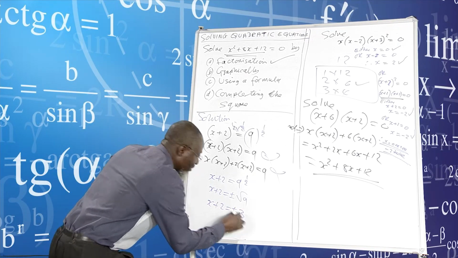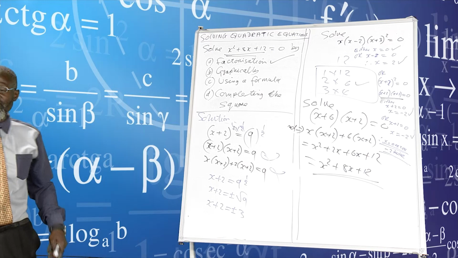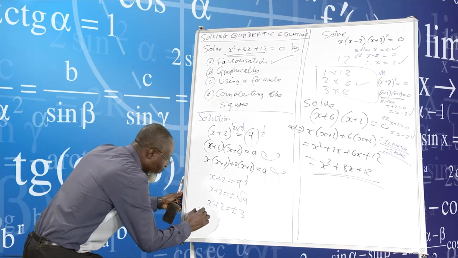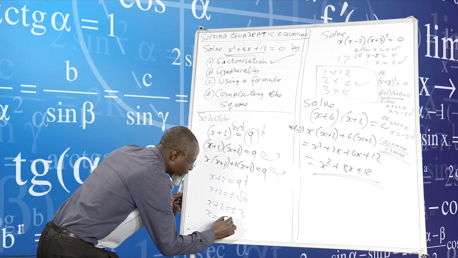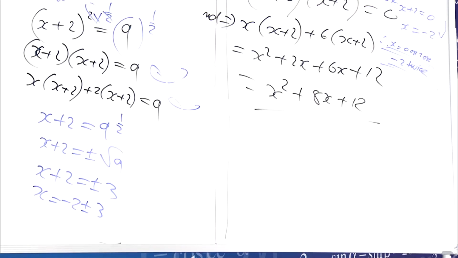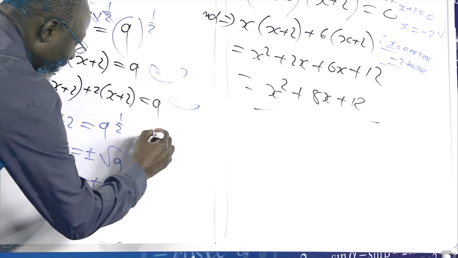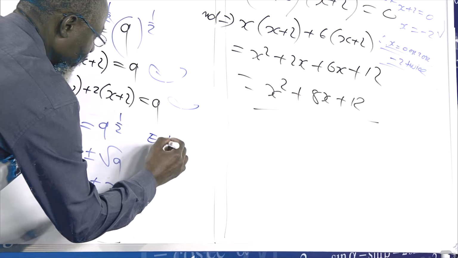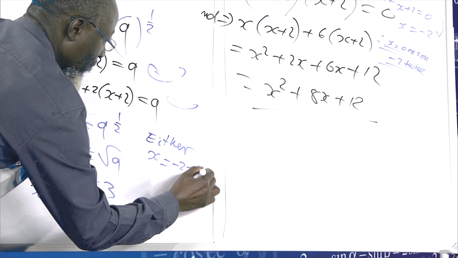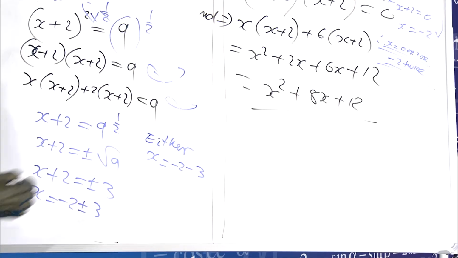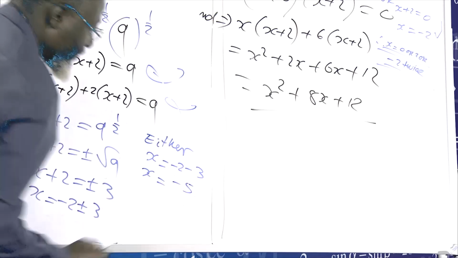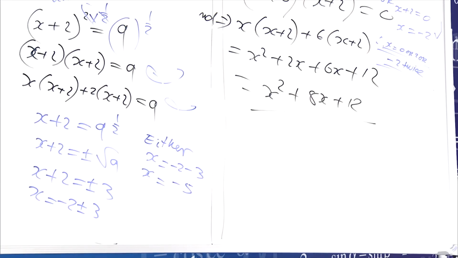x plus 2 is now equal to plus or minus 3. From here, x is equal to minus 2 plus or minus 3. Then what do I do from there? I'm now saying either x is equal to minus 2 minus 3, right? Meaning then that x will now be equal to minus 5. 2 plus 3 is 5, which is minus 5.